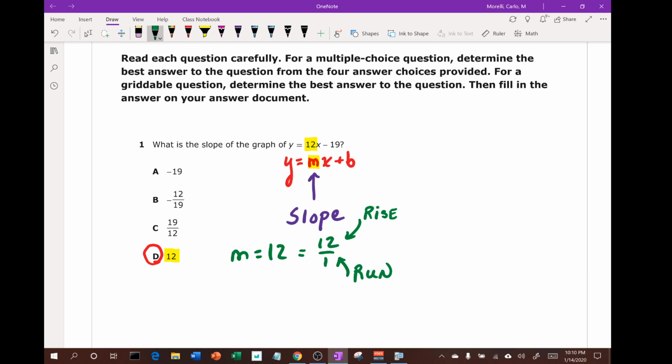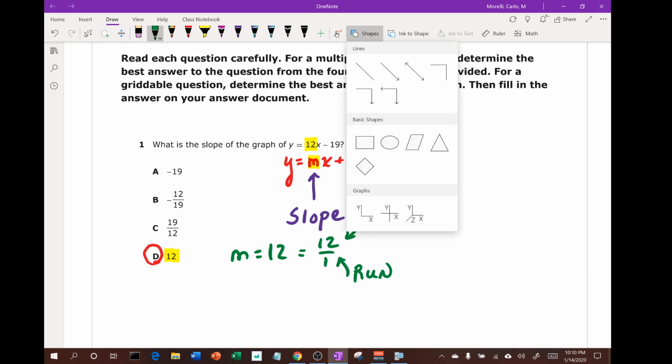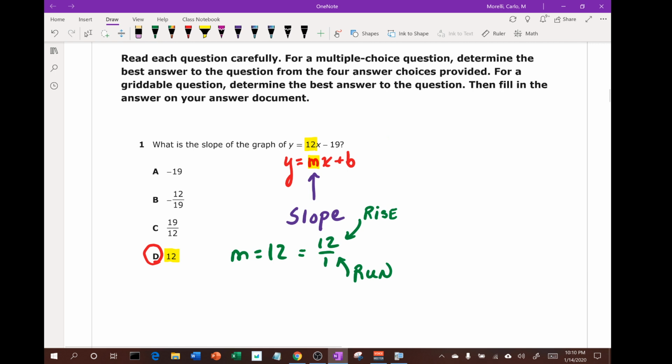If you wanted to plot this on a graph, what you would need is a graph that started at negative 19. Okay, so negative 1, 2, 3, 4, 5, 6, 7, 8, 9, 10, 11, 12, 13, 14, 15, 16, 17, 18, 19. And that would be your y-intercept right there at negative 19.